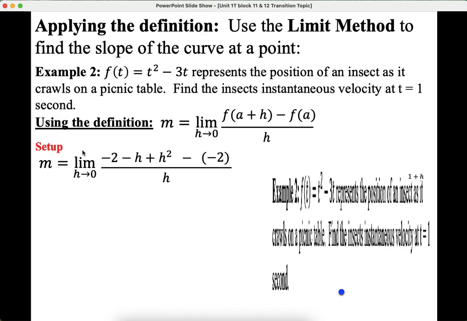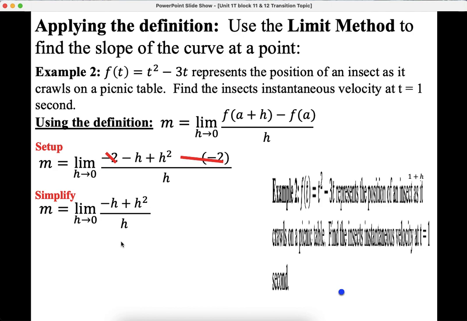Let me back that up, right? We have a negative 2 plus a negative 2. This is plus 2. So we have negative 2 plus 2. These will always disappear. That's how you know you've done the simplification of f of a plus h correctly, okay? So we're going to cross those out, and we're going to be left with this expression. So we have minus h plus h squared all over h.